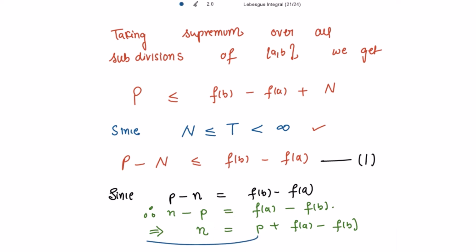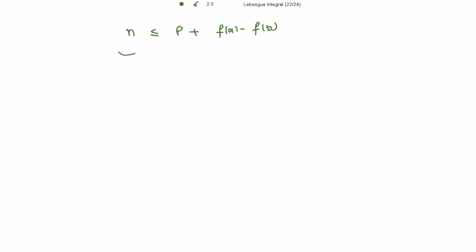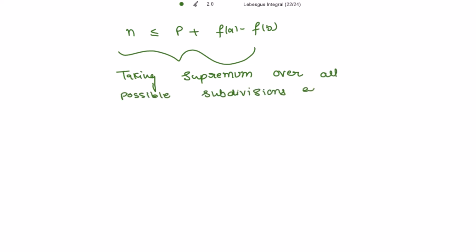And because I know that small p is less than or equal to capital P, I can write this further as small n less than or equal to capital P plus f(a) minus f(b), isn't it? So let me write this again. And now taking the supremum over all possible subdivisions of closed interval [a, b].